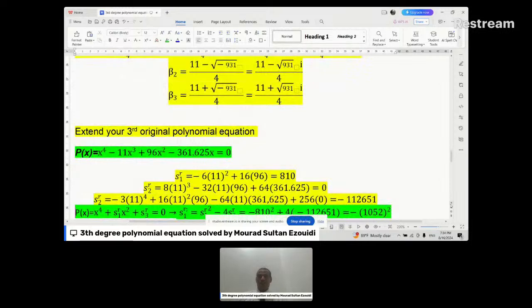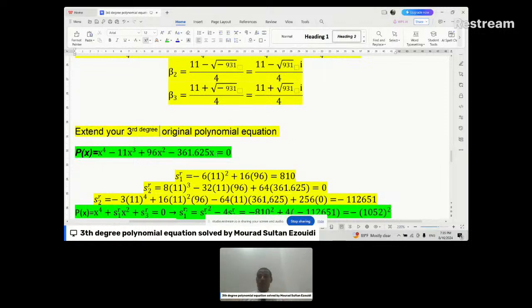We are going to extend my third degree polynomial equation to the fourth one. Degree, Mr. Murad, don't forget. So here the new polynomial equation is written as x^4 minus 11x cubed plus 96x squared minus 361.625x. I extend my third degree polynomial equation to the fourth degree polynomial equation.